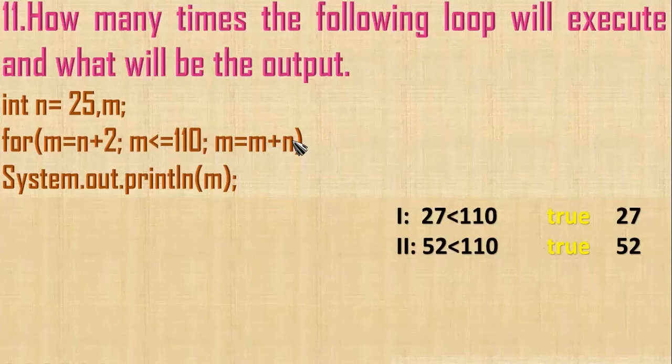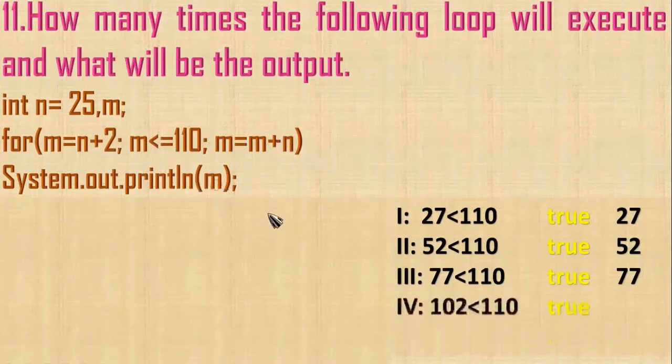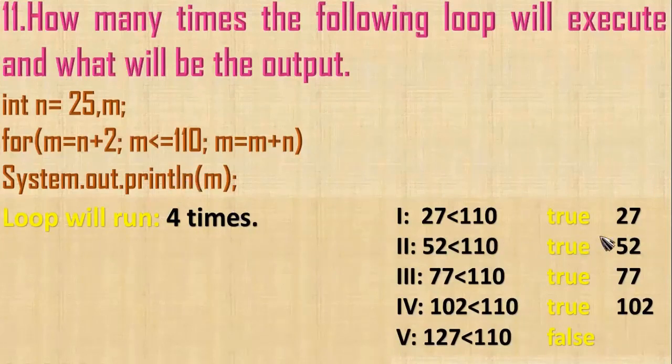Now 52 plus n, that is 25, it becomes 77. Again it is true, so it prints 77. The next time 77 plus 25 becomes 102. That is also true, and then it prints 102. When 102 plus 25, it will be 127. It will be false, so it will not get executed. So it comes out of the loop. So here you can see the loop gets executed 4 times. The output will be println, so it prints in the next line.